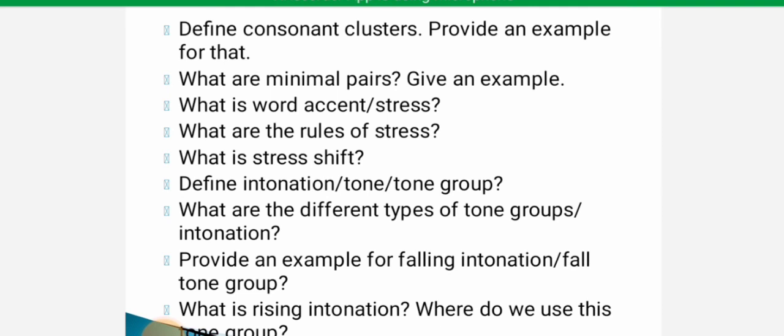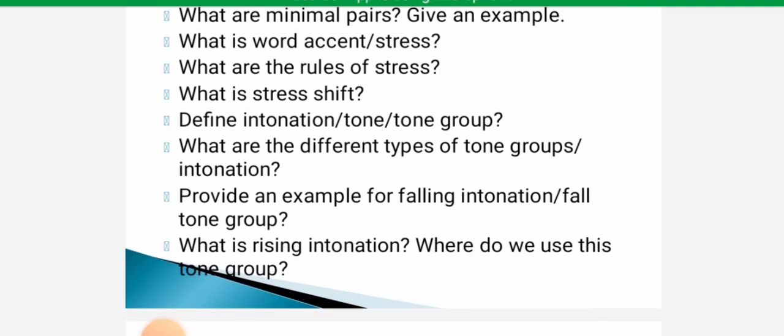Next, define intonation. Intonation is also called tone or tone group. Don't get confused when somebody uses a new word. Sometimes, to check your awareness about something, they may ask using different words, even synonyms. Intonation is the way the pitch of your voice goes up and down as you talk or recite something by singing it. So intonation is the way your voice raises and lowers. What are the different types of tone groups or intonation? There are three main patterns of intonation in English: falling intonation, rising intonation, and fall-rise intonation.